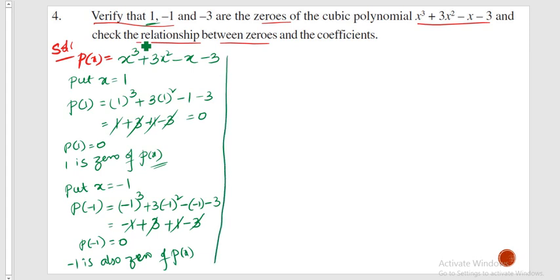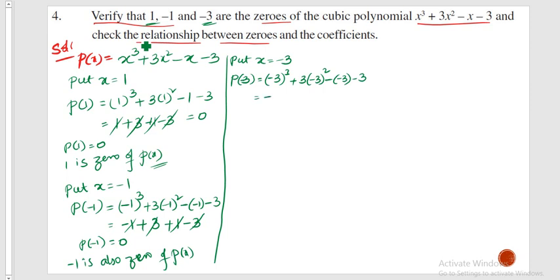So the third one, what is that? Minus 3. So for that what am I going to do? Put x is equal to minus 3. When I put x is equal to minus 3, that means I am going to find the value of p of minus 3. So p of minus 3 gives me minus 3 whole cube plus 3 into minus 3 whole square minus of minus 3 minus 3.